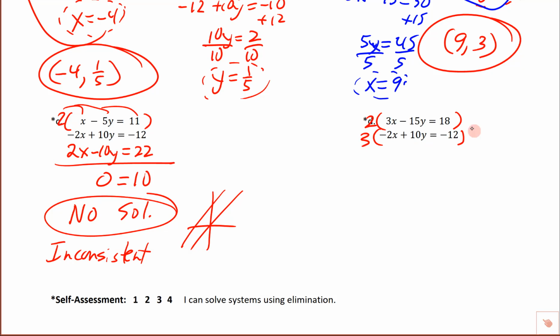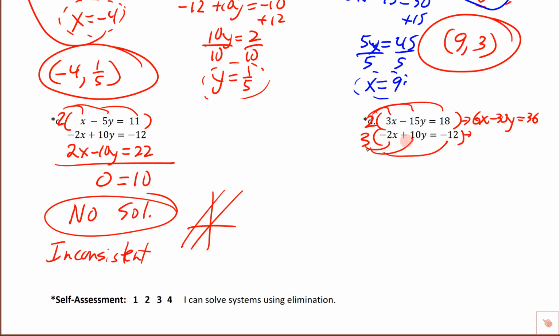Now, watch what happens here. I'm going to end up with, I'll put them over on this side right here. This is going to give me 6x minus 30y equals 36. Now just double check me here. 2 times 3, 6. 2 times negative 15, negative 30. 2 times 18, 36.